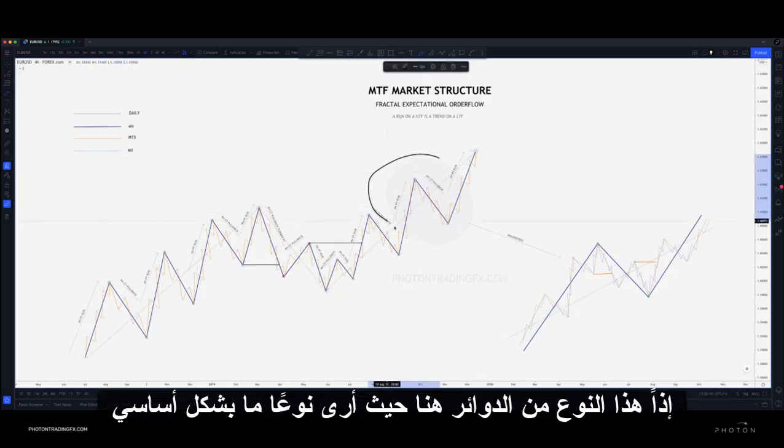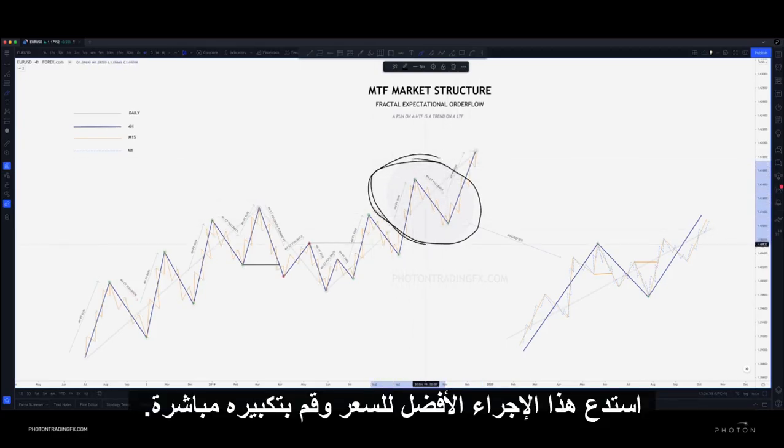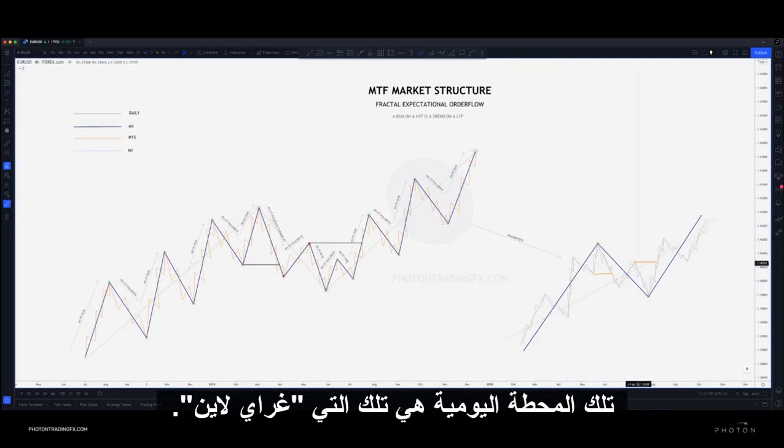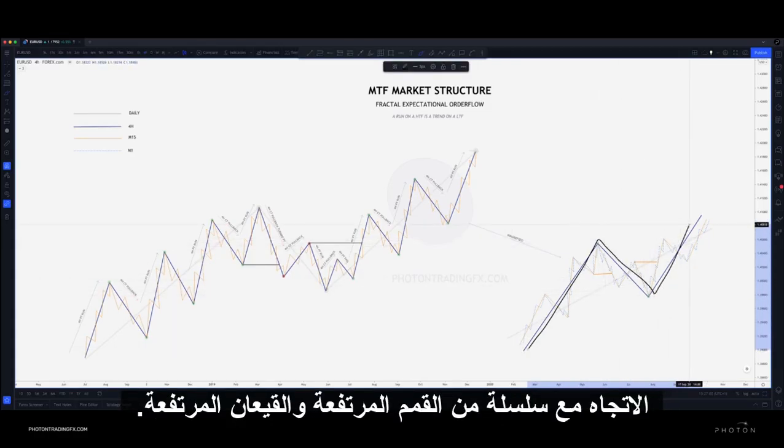So this circle here, where I've essentially marked a magnified section of price action, right? If we were to carve this bit of price action out and zoom right into it, what we can see is just part of that daily leg. That one daily leg is that grey line. That one daily run is made up of what? It's made up of a 4 hour trend with a series of higher highs and higher lows.